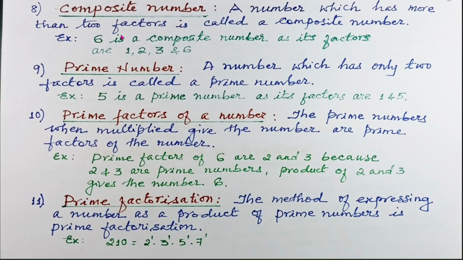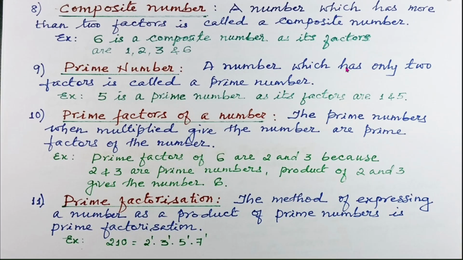Now coming to the next important discussion: what is a composite number? A number which has more than two factors is called a composite number. Please understand this very carefully. If I take 6 as a number, the factors of 6 are 1, 2, 3 and 6. That means 1 divides 6 completely, 2 divides 6 completely, 3 divides 6 completely, and 6 also divides 6 completely, therefore 1, 2, 3 and 6 are factors of 6. There are 4 factors here, that means 6 has more than 2 factors, therefore 6 is a composite number. So please remember that any number which has more than 2 factors is a composite number.